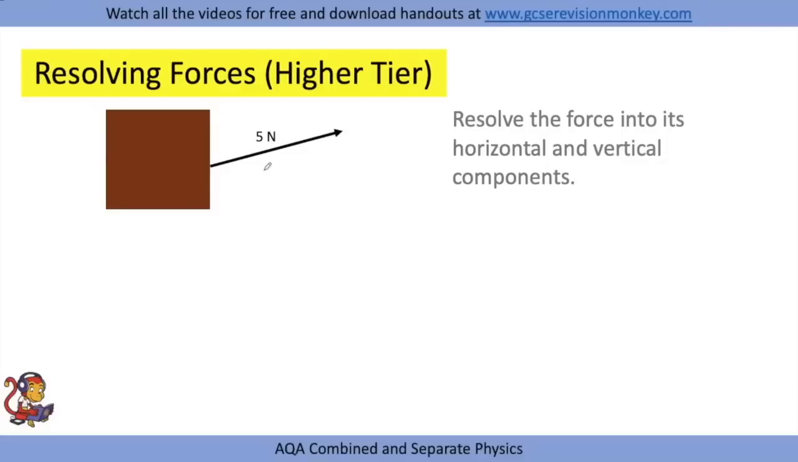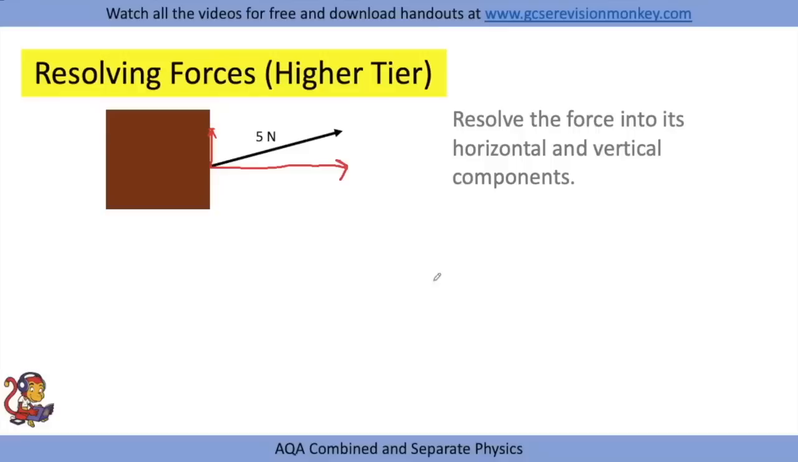A little bit more tricky work on forces for higher tier students is resolving forces. This question says resolve the force into its horizontal and vertical component. What this is saying is if this force is acting at an angle, we can break up that force into the horizontal component of that force and the vertical component of that force. So this is an example of what you might need to do.